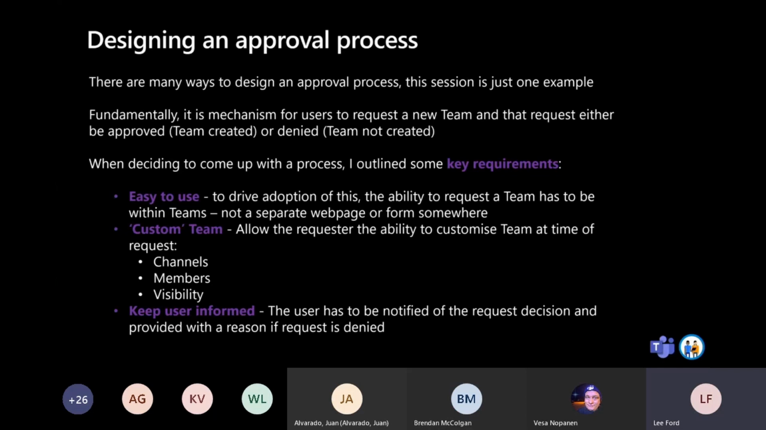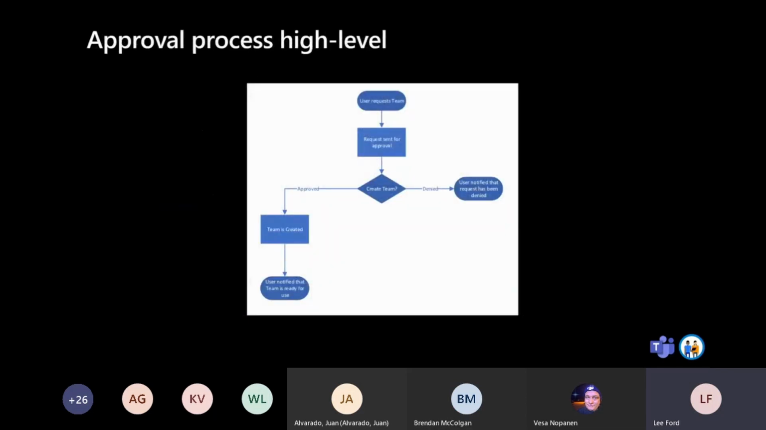So with that in mind, I've done a quick and dirty flow chart. It's very, very basic, but effectively the user requests a team, the request is sent for approval, and that request is either approved or denied. If it's approved, the team is created and the user is notified that the team is ready to use. If it's denied, the user gets a notification that it's been denied and a rejection reason.